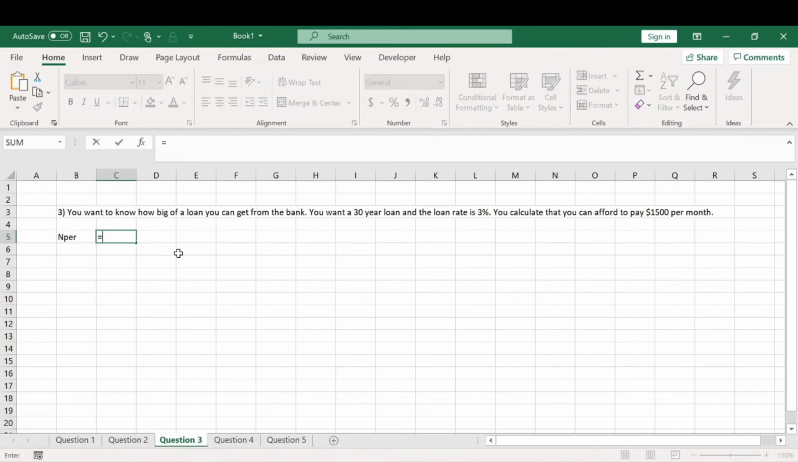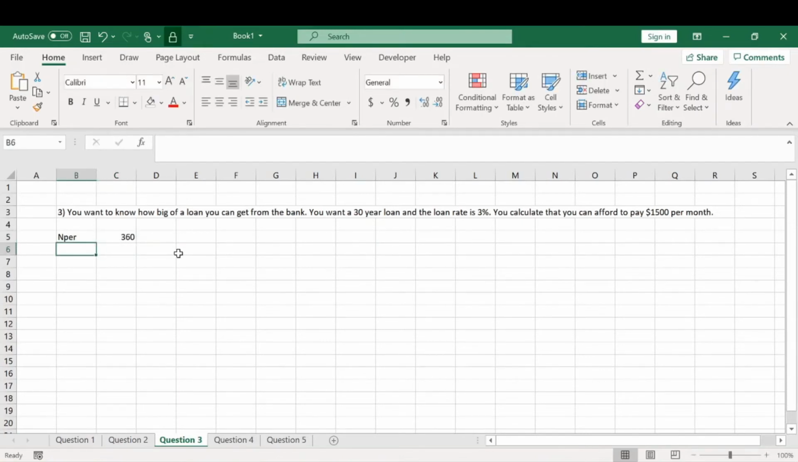We'll make this monthly. And the loan rate annually is 3%. So we'll go ahead and make that monthly as well. Then the last bit of data that we have is we know our payment schedule. So we know that we can spend $1,500 a month.